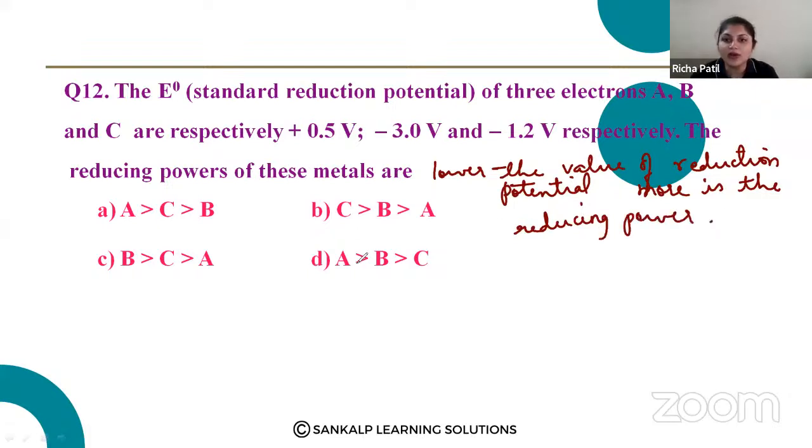So tell me now, which is the lower value? More the reducing power. So remember this statement, see the values, and write the reducing power of the metals from lowest to highest. You have to tell me from lowest to highest. Which comes first?